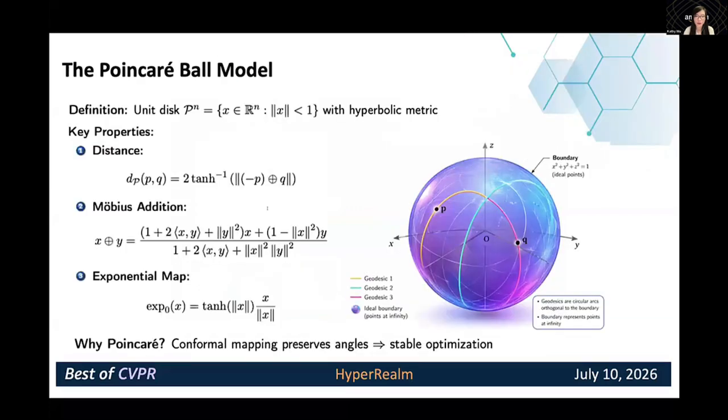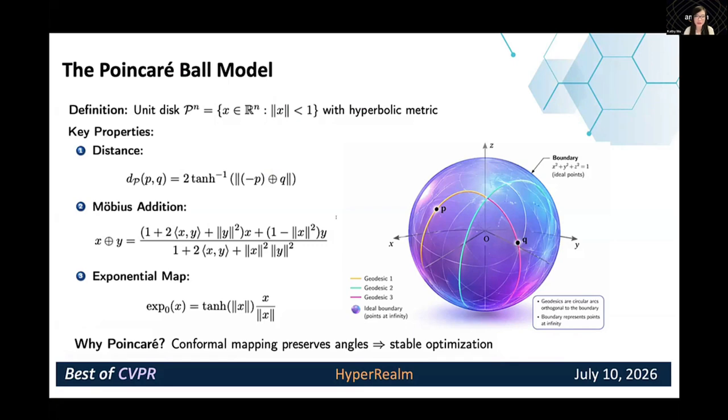For HyperRealm, we use the Poincaré model among all the options of the hyperbolic models. Let me explain why this is the right choice. The Poincaré is a unit disk. Everything lies inside a circle of radius 1.